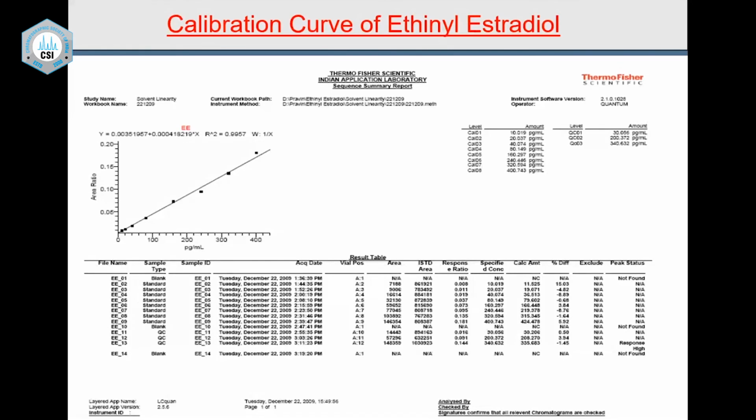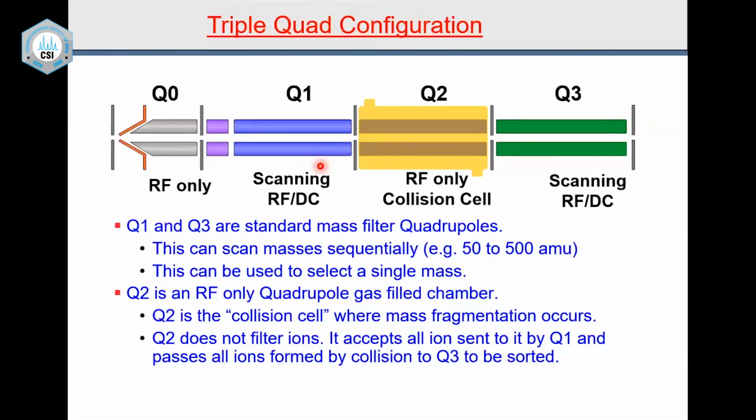So this is the triple quadrupole, Q1, Q2, and Q3. Instead of one quadrupole, you have three quadrupoles. And the middle quadrupole is not something that you can scan. It is called a reaction cell. It is called a collision cell. So you can see that Q0 can be a filter. It doesn't have any field here. So the ions which are produced here come over to Q1 and go through Q2 and Q3.